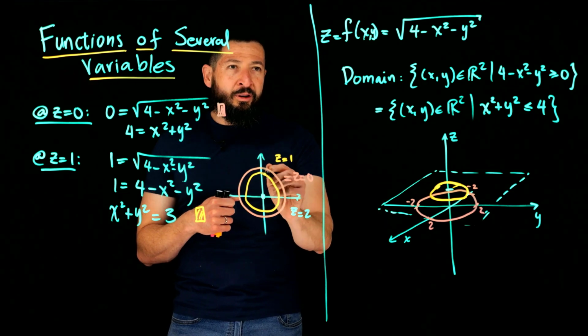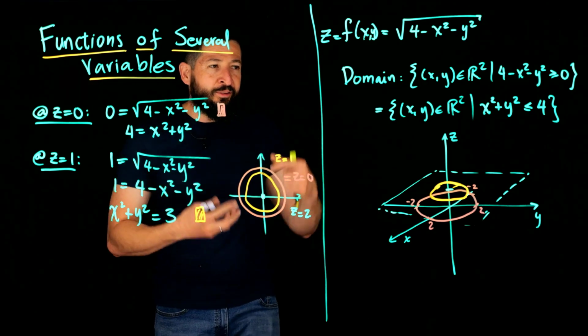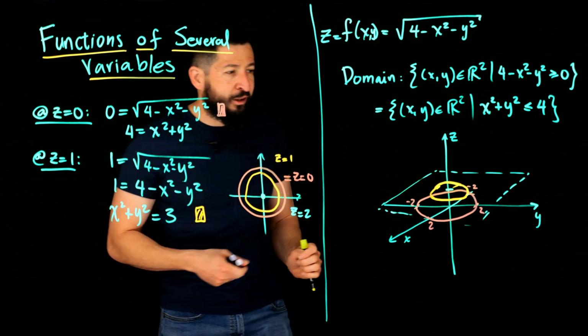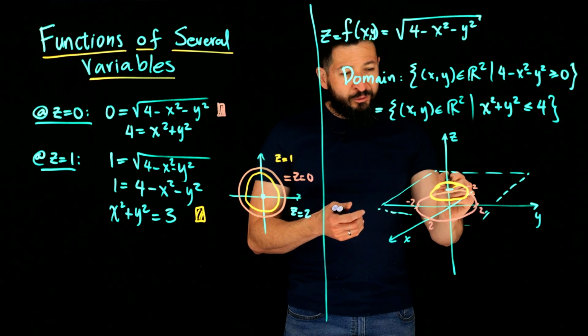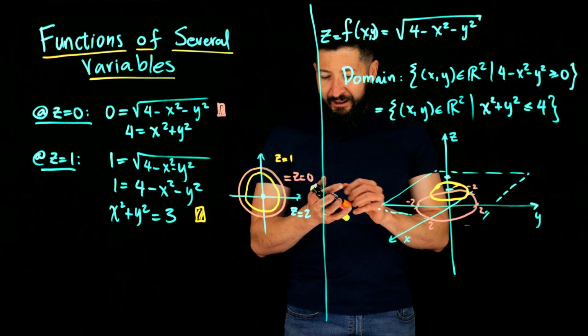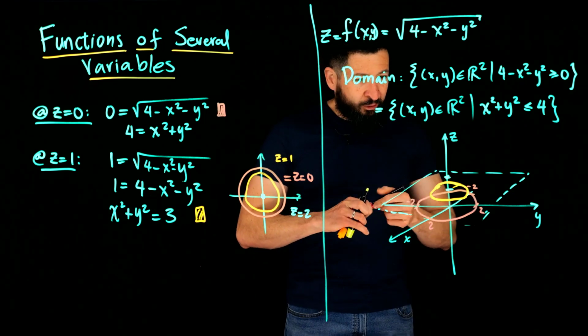So in between there's going to be other circles. As you can see, every level curve is going to be a circle because you're going to have something of the form x squared plus y squared equals something else. So you're going to end up having a lot of circles. So I'm not going to do that actually. I'm going to just mark that point as I already said, and I'm going to try to complete the graph.